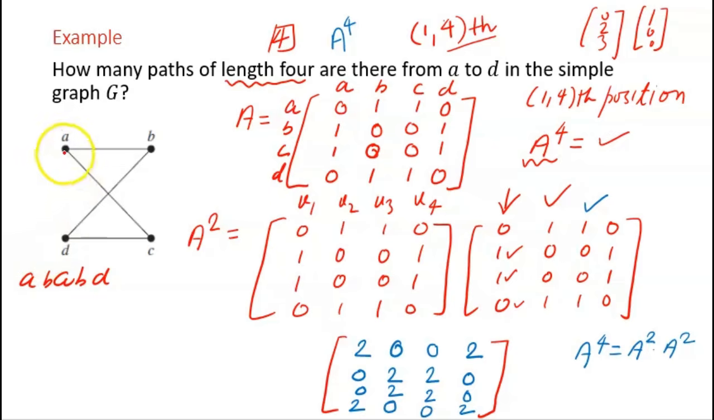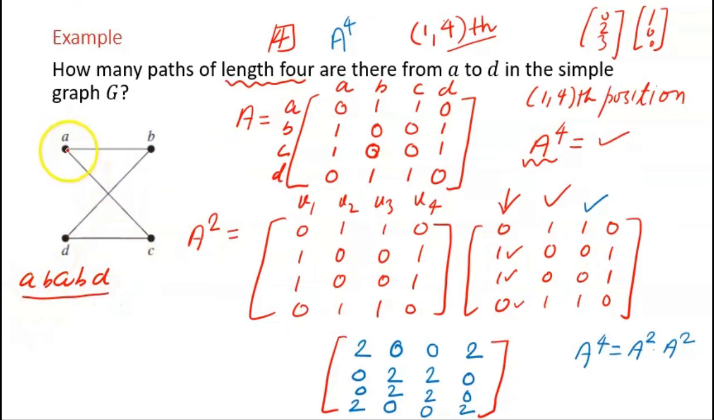So I moved from A to B, and when I move from one vertex to another, across one edge once, we are covering a path of length 1. So see, I moved from A to B, so length 1, then B to A, length 2, and then again A to B, length 3, and then to D, so length 4. So the first path is A, B, A, B, D. Now what is the next path?